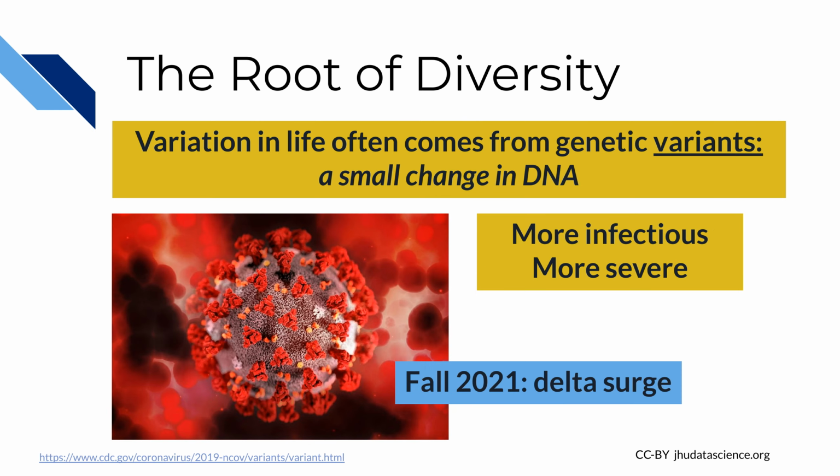SARS coronavirus 2 has a genetic variant called the Delta variant. This variant surged during the fall of 2021. Changes in the Delta variant make it more infectious, while causing greater disease severity among people. There were not that many genetic changes to create the Delta variant. So why is its behavior so different?